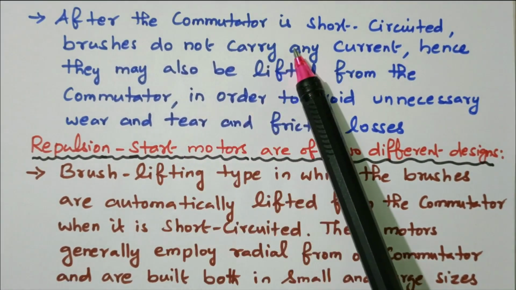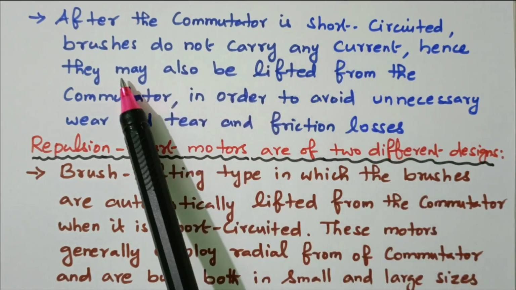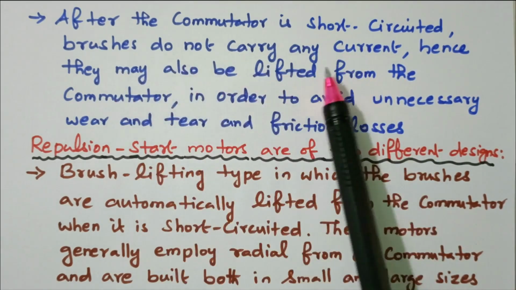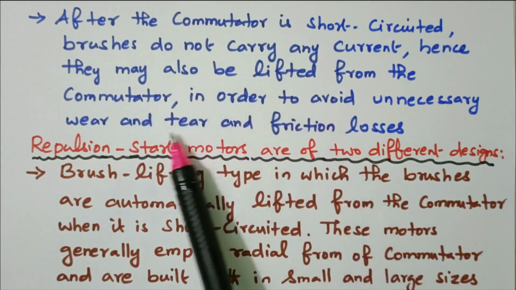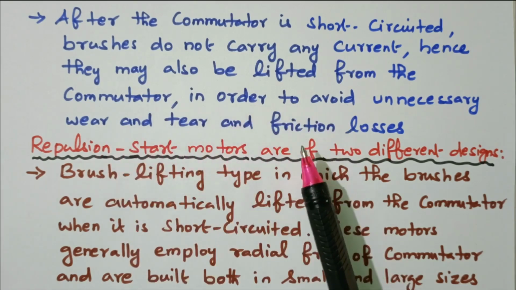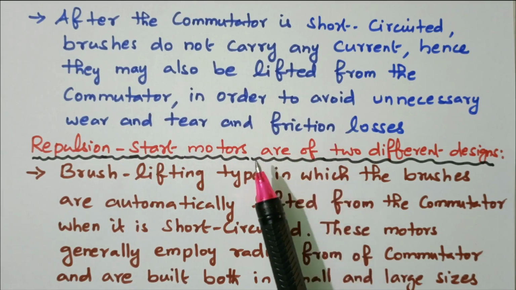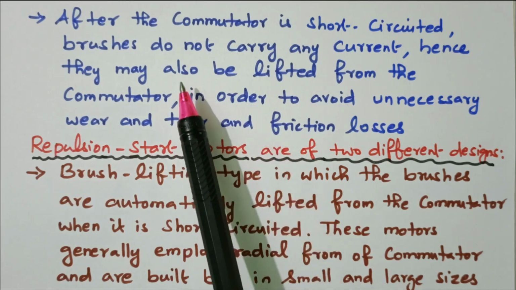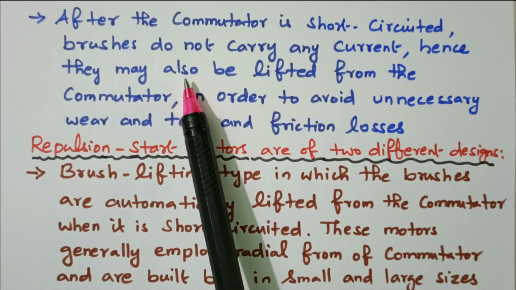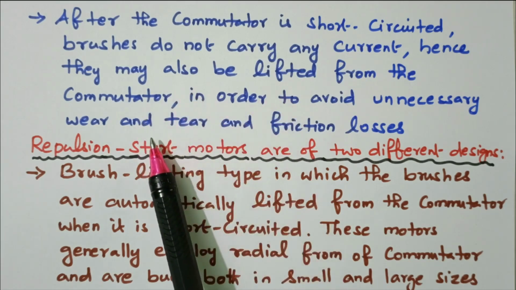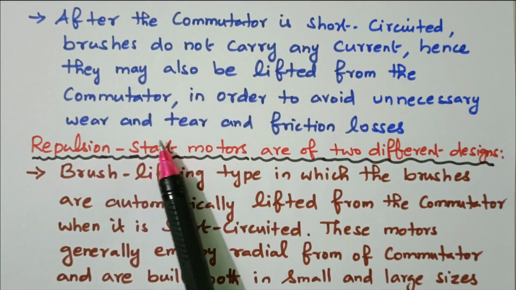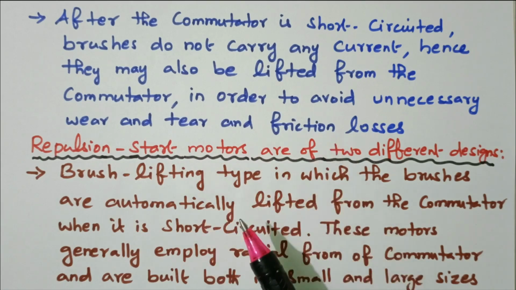After the commutator is short circuited, brushes do not carry any current, hence they may also be lifted from the commutator in order to avoid unnecessary wear and tear and friction loss. So in the repulsion motor we have a set of brushes available like a DC motor. After starting it will act as an induction motor, so these brushes are lifted from the commutator, so that we can avoid unnecessary sparking, wear, tear and friction losses.